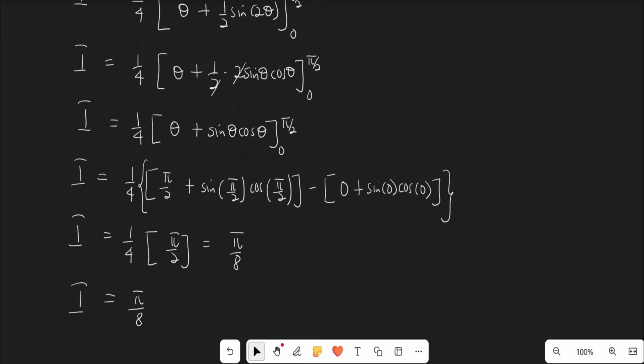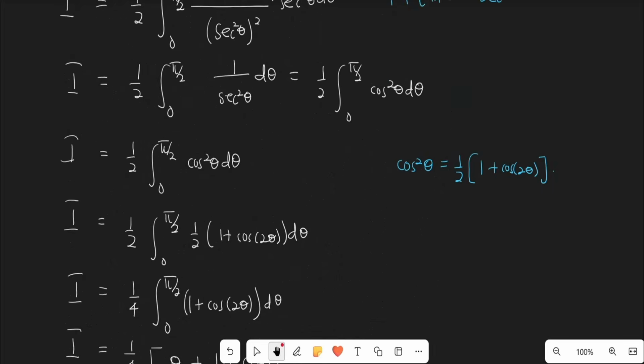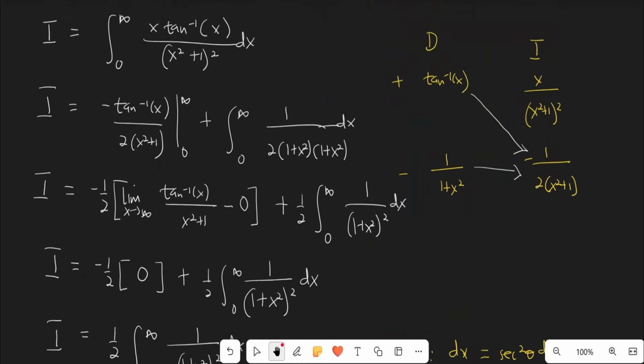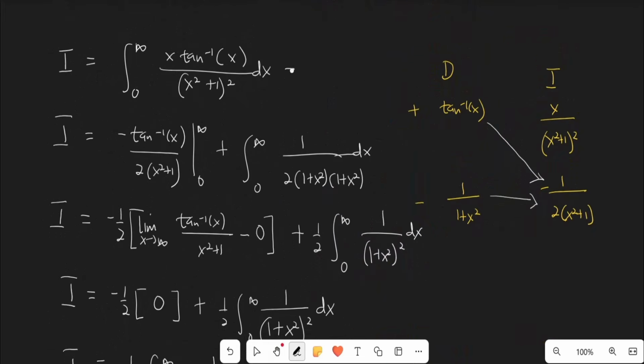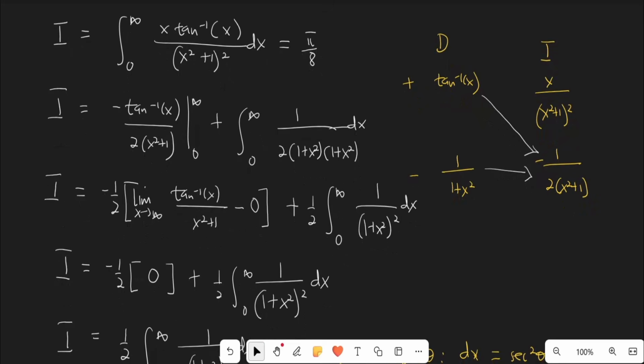As simple as that. So this beautiful integral evaluates to pi over 8, courtesy integration by parts and a trig sub. So this is a very simple integral.